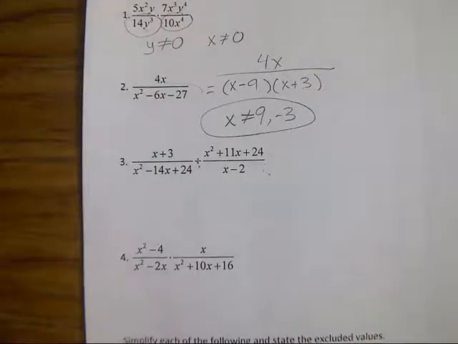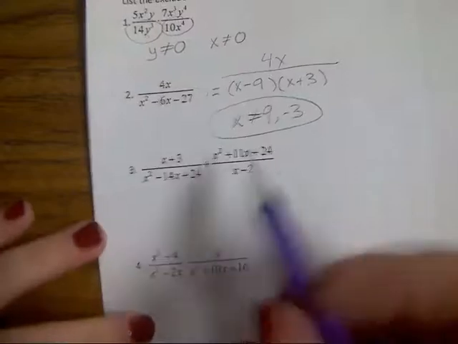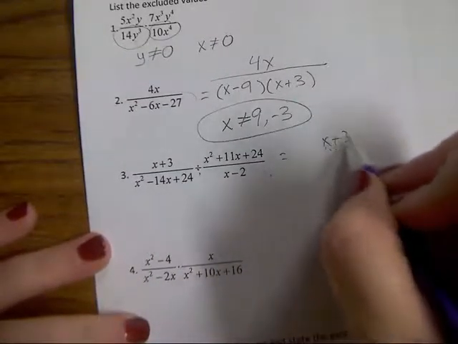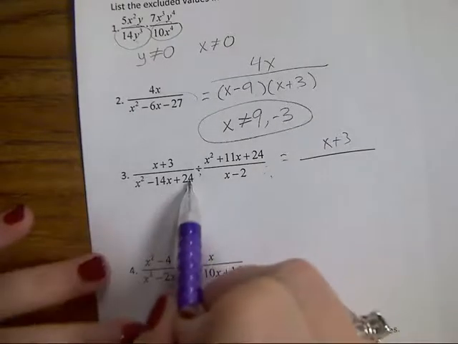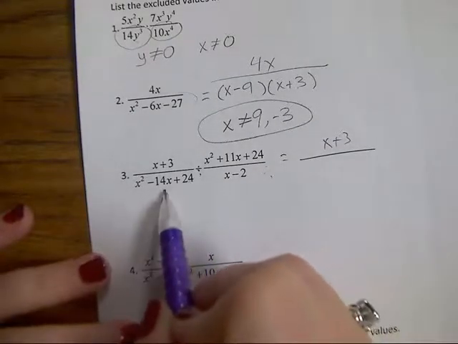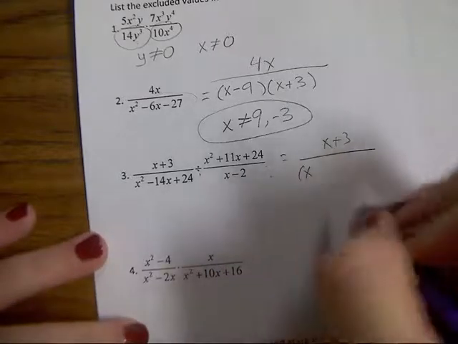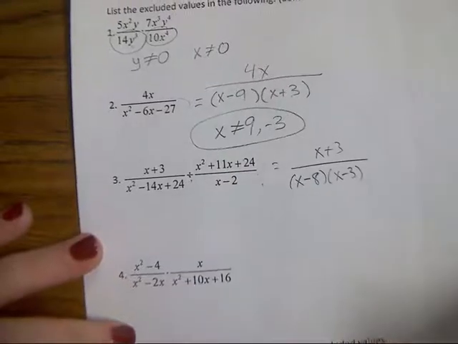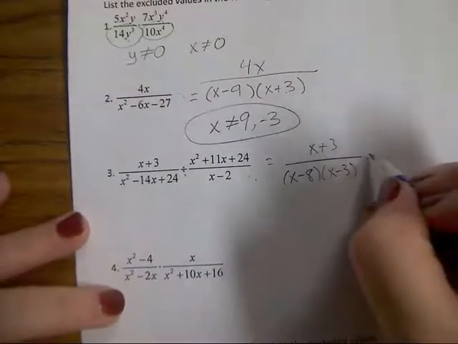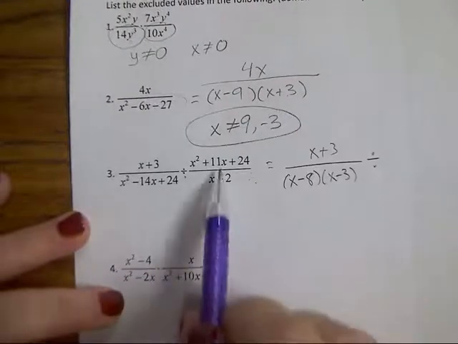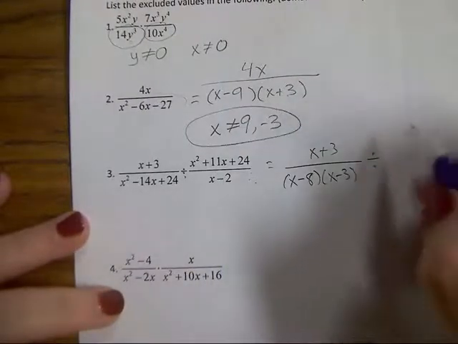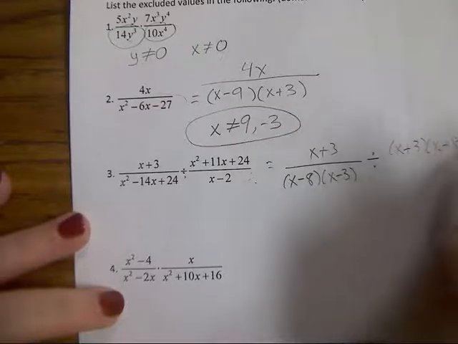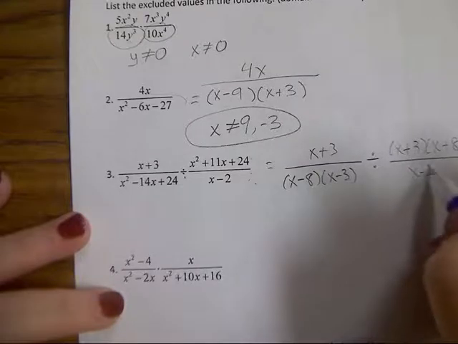Just like before, we are going to factor first. So my first numerator, I need to know what multiplies to give me 24, but adds to give me negative 14. All right, that is going to be x minus 8 and x minus 3. And we're going to divide by this numerator. We're going to factor that to be x plus 3, x plus 8, and our denominator is x minus 2.